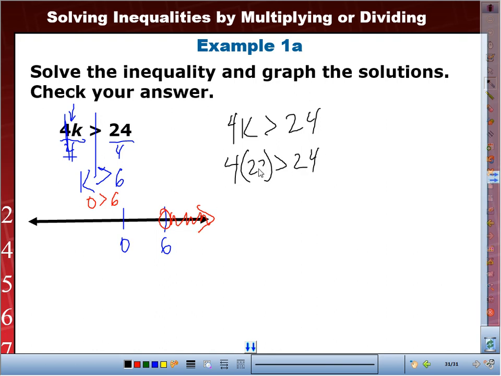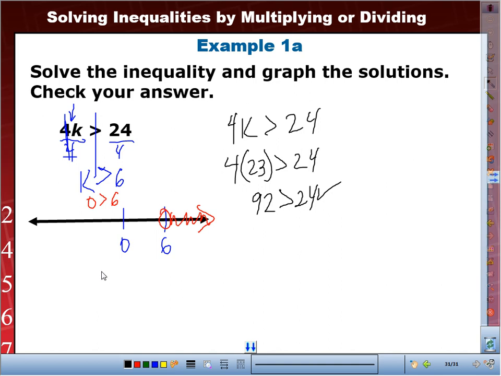Very good, 23. It's in this section, right? So 4 times 23, what is that? 92. Very good. 92 is greater than 24. Is that true? Yes. That's why it worked, because we already know that these are solutions. Am I done? No, you have to do that thing. Yes, the what? Solution set. So here we go.